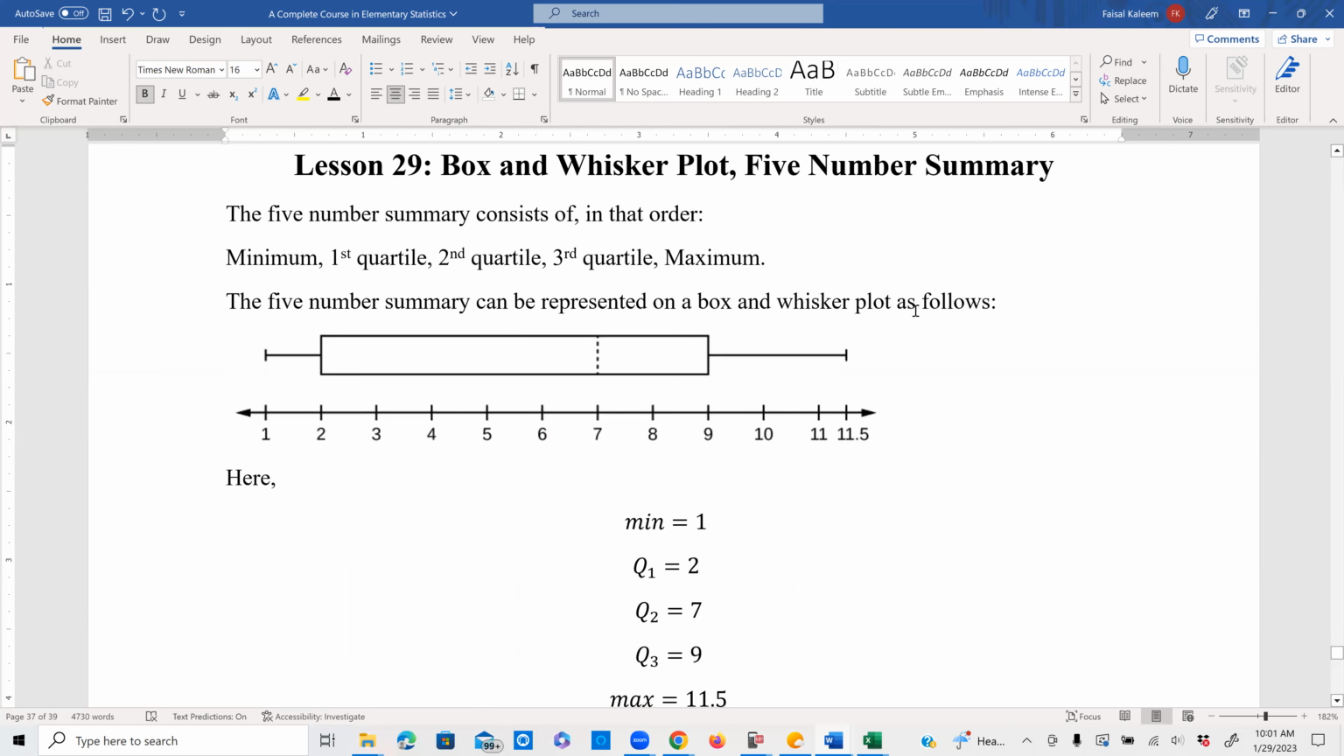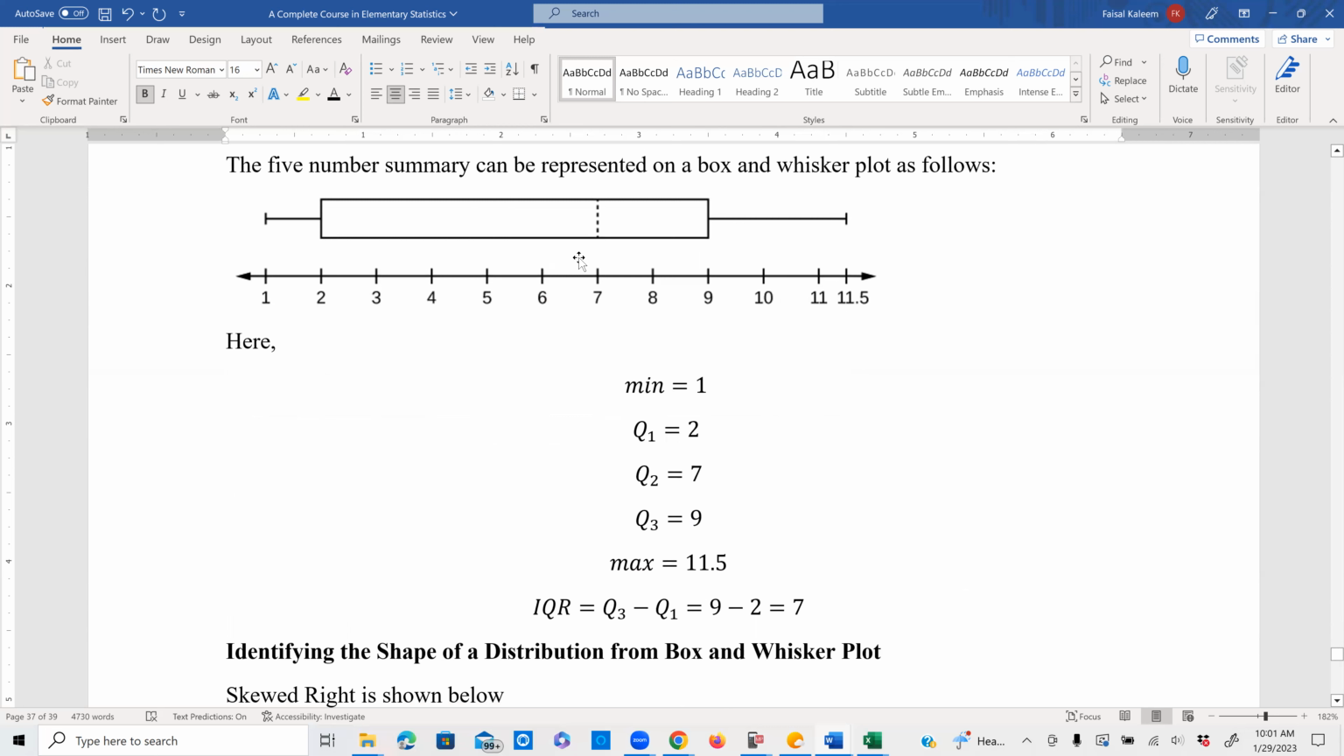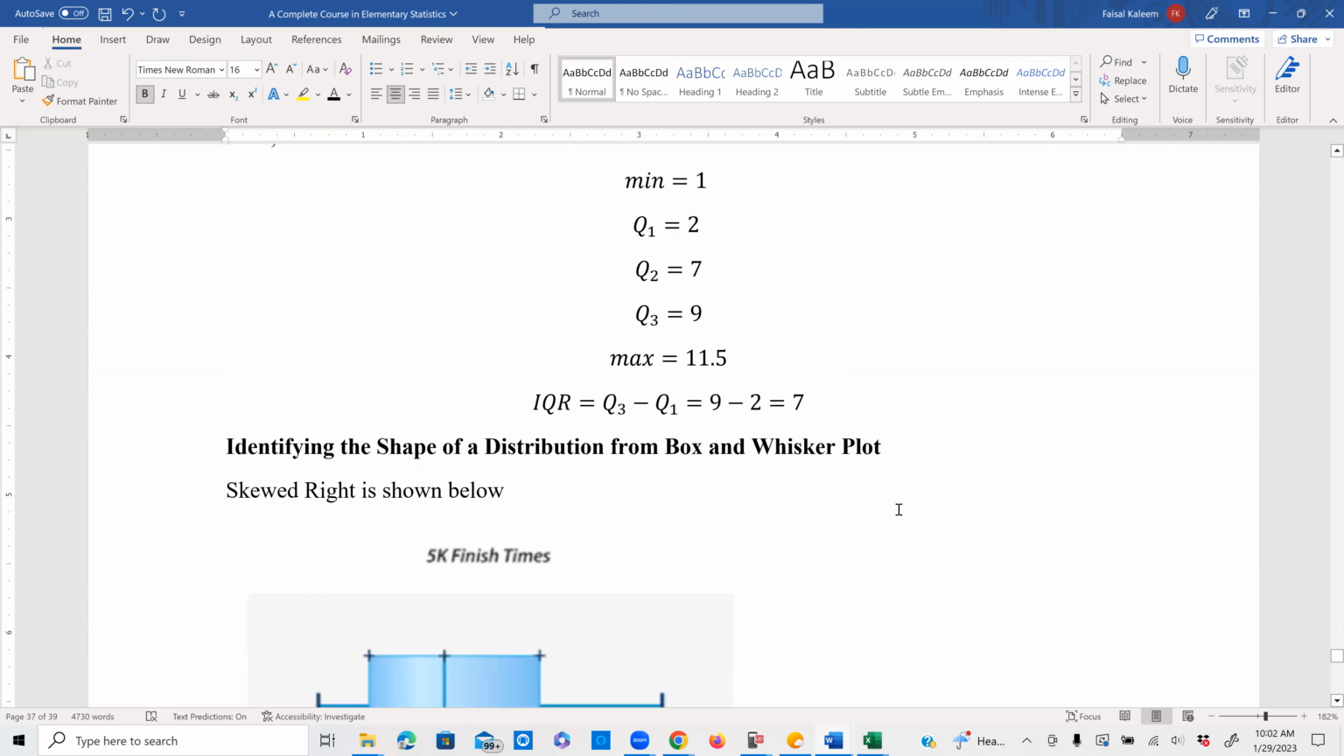Box and whisker plot, 5-number summary. The 5-number summary is the minimum, first quartile, second quartile, third quartile, and maximum. In this picture, this is the box and whisker plot. Minimum is 1, first quartile is 2, second quartile is 7, third quartile is 9, and the maximum is 11.5. The interquartile range can be obtained by Q3 minus Q1, 9 minus 2 is 7.